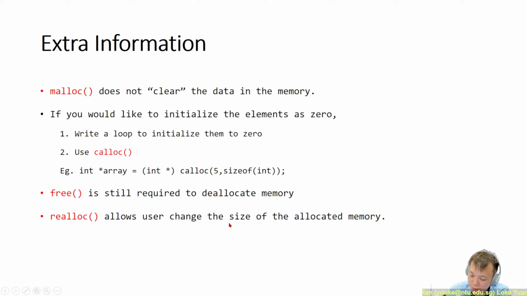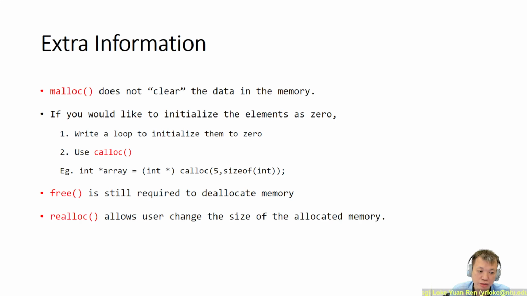Okay. In this stdlib library, there are other tools called calloc and realloc. For malloc, take note, it only allocates the memory. If you notice in the example just now, you can go back and watch later, malloc only allocates the memory. But the content in the memory will remain there. It doesn't clear it for you.